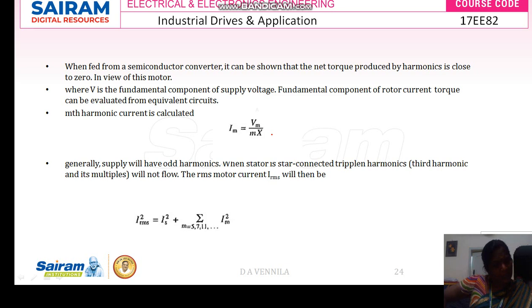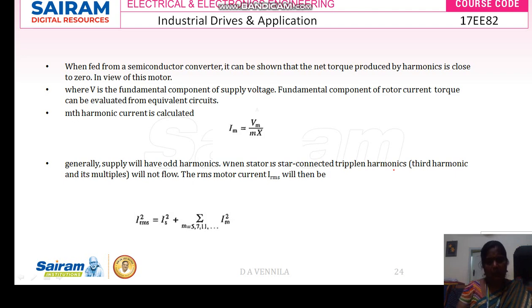If the stator is star connected with triplen harmonics, then the RMS current will be given by I squared RMS equal to IA squared plus the summation of the 5th order, 7th order, 11th order and so on, Im squared. When the stator is delta connected with triplen harmonics, the harmonics will circulate in the windings. It will not flow in the source.